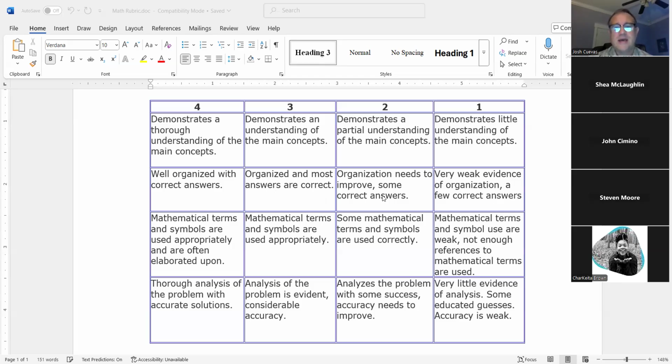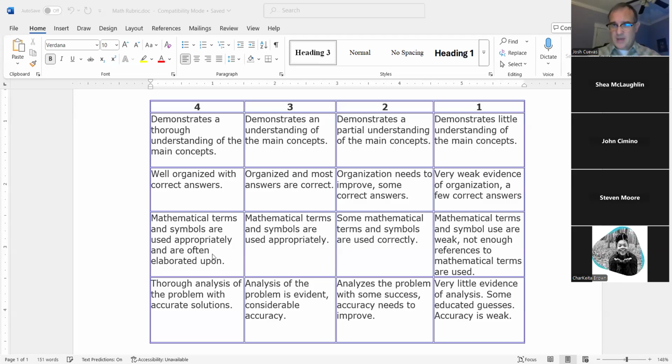So if a kid had incorrect answers and fell down here, they're also going to get points taken off down here for having inaccurate answers, right? So you're hitting them in two different areas for the same thing. Don't do that. So the way the concepts are constructed in this rubric, it's problematic.